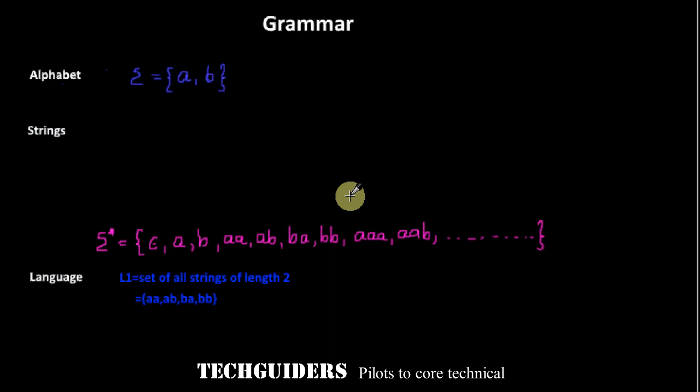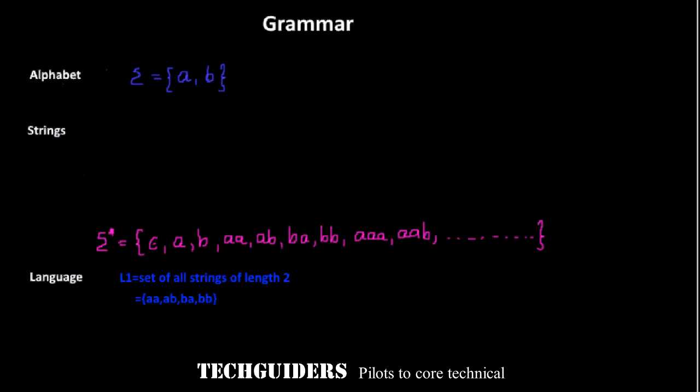Next, we shall discuss grammar. We have seen that a language will be defined over some alphabet, and using the symbols in the alphabet, we can form an infinite number of strings. But according to the language, only some strings are valid. So they are the valid strings for the language.